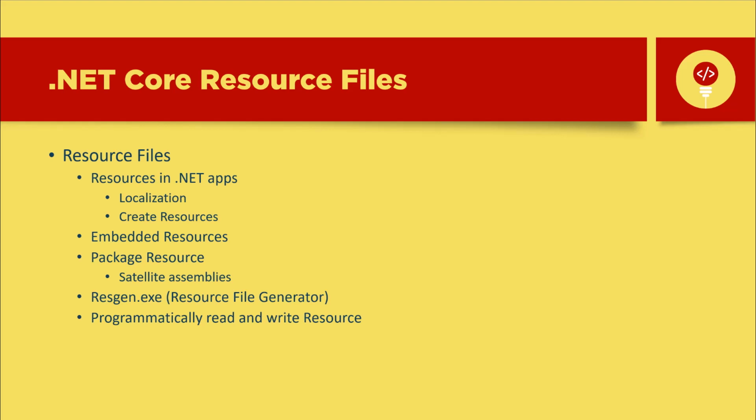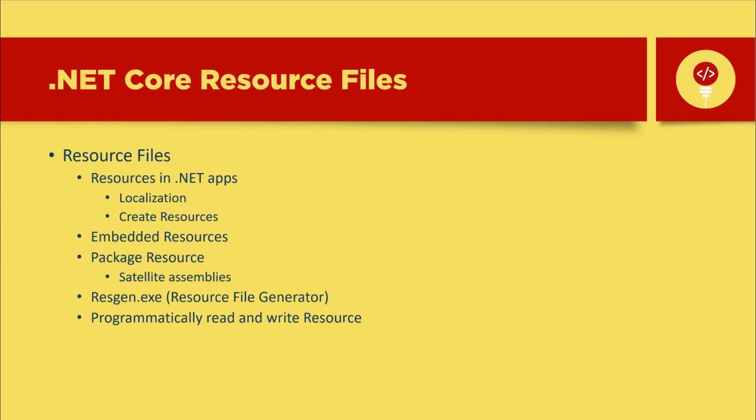Resource files basically allow you to embed types, from strings to images or even objects, inside of a file that's considered a resource file. And then this resource file can either be standalone because it's a non-executable, or it could be embedded within either an executable or an assembly. And we'll take a look at how these things are done.